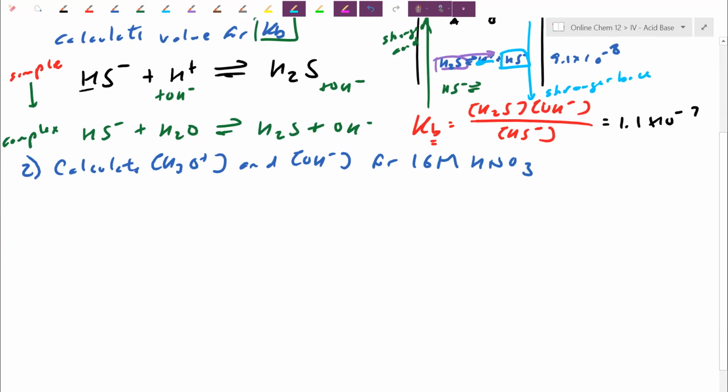For the second question here, we're interested in calculating the H plus and the OH minus. Remember, I can't just from reading that part say, oh, it's overall acidic or overall basic. Remember, water has this property to self-ionize. Water will always regenerate a little bit of hydroxide in an acidic solution. It's going to always regenerate a little bit of acid in a basic solution.